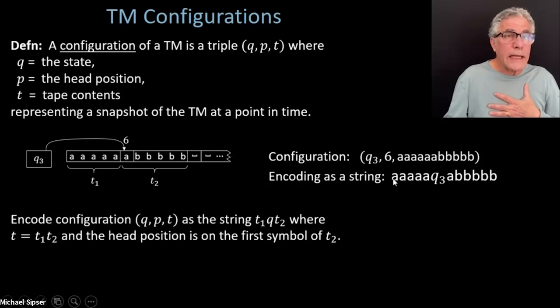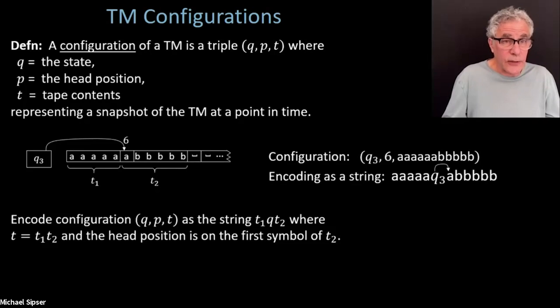We're going to write down the symbols of the tape. But what we're going to do is stick in the middle of those symbols the state of the machine immediately to the left of the position that the machine is currently reading. So you can imagine the state is kind of where the head is. It's pointing at the symbol immediately to its right. So this is just another way of writing down a configuration.